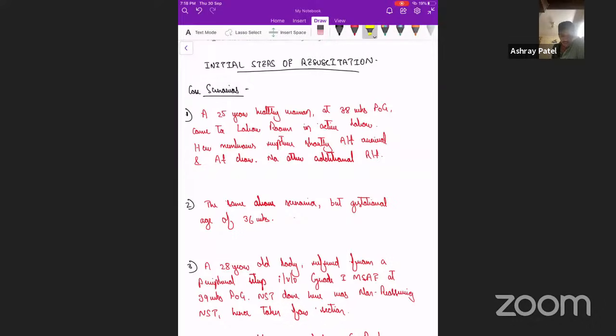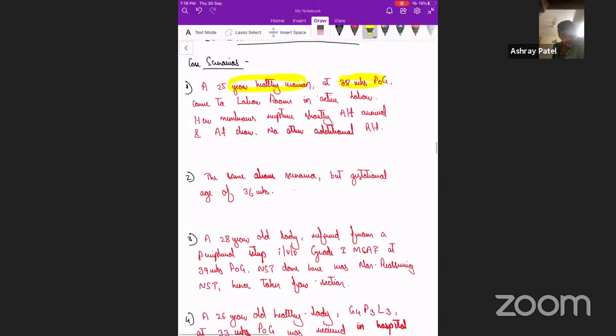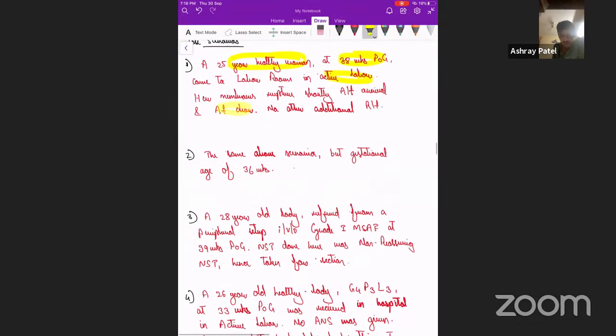Please do answer. The first case scenario is of a 25-year-old healthy woman at 38 weeks period of gestation who came to the labor room in active labor. Her membranes rupture shortly after arrival and the amniotic fluid is clear. And there are no other additional risk factors. So all the 4 pre-birth questions that you need, you are aware of now. So now the baby is born.